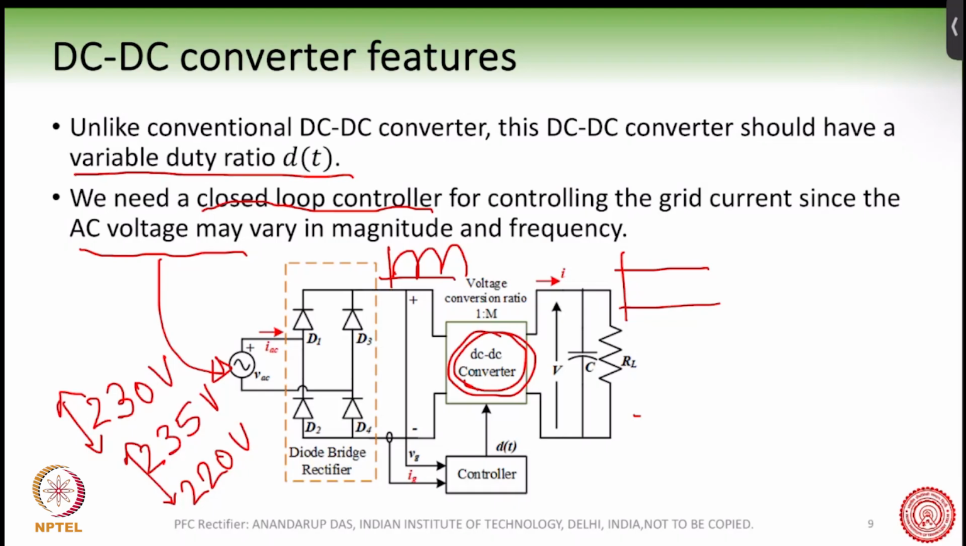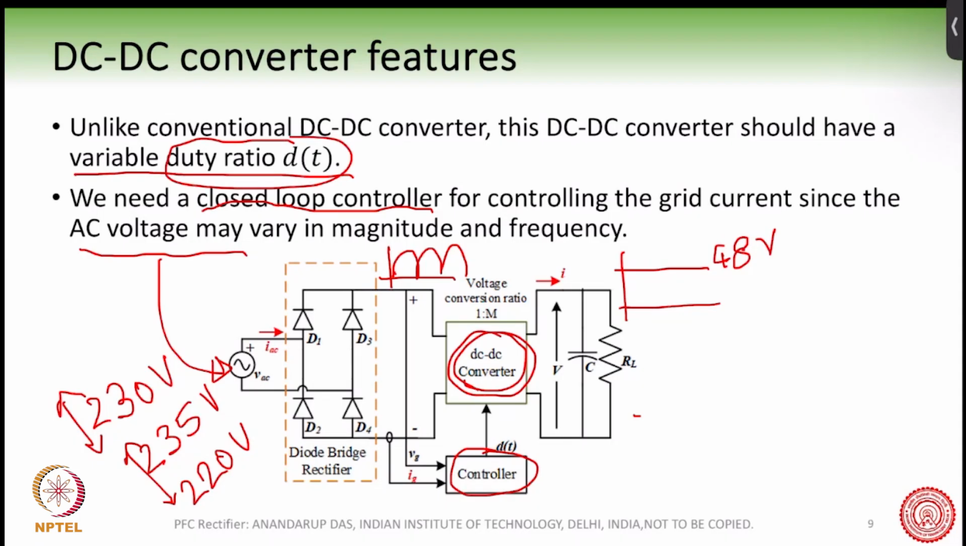Such a situation is very much expected from the grid point of view. But suppose you are supplying a telecom power supply, you must maintain a 48 volt output no matter if the grid voltage is fluctuating. So this is also the reason why we need a controller. The controller will sense the grid voltage fluctuation and accordingly change the duty ratio.